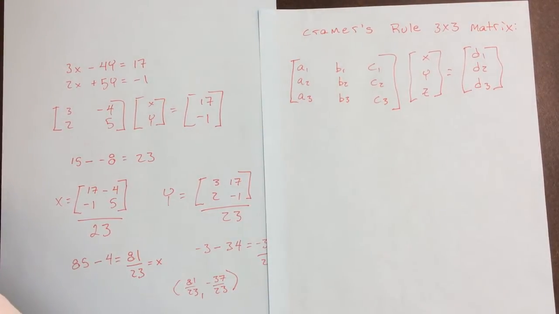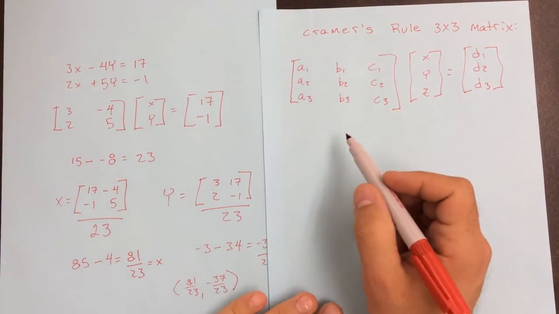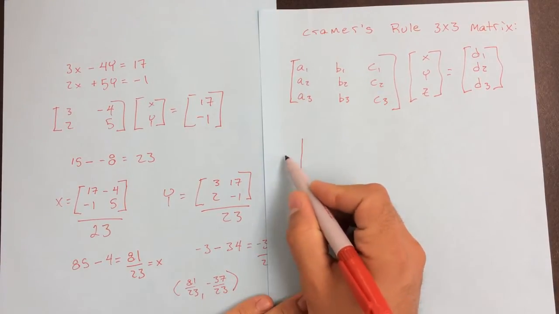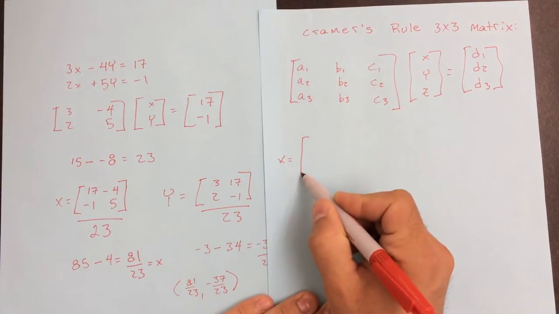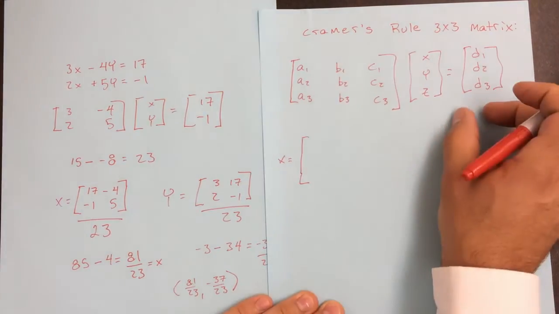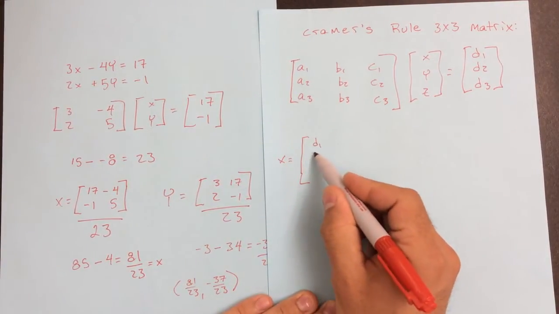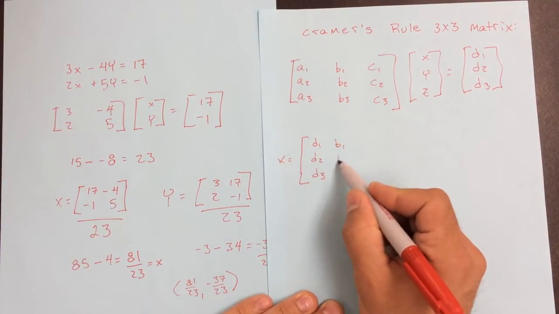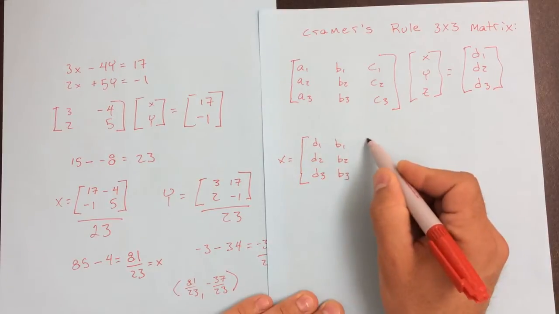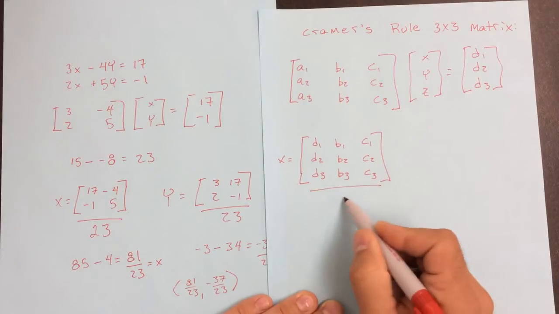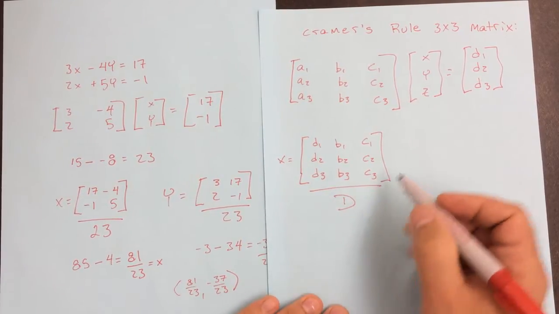So when we do these, it's going to be slightly different. We're going to have to do the X equals our new matrix. Our X values are getting replaced with D's, so it's going to be D1, D2, D3. Everything else stays the same, over the determinant of the original matrix.